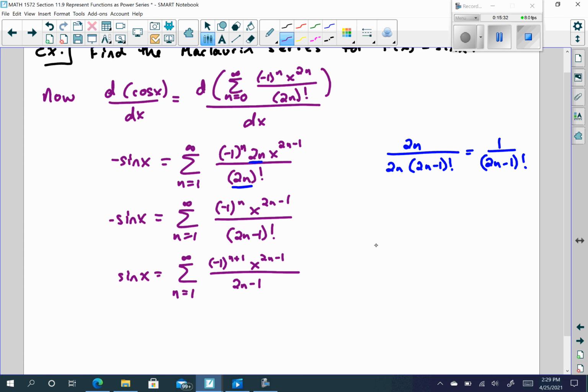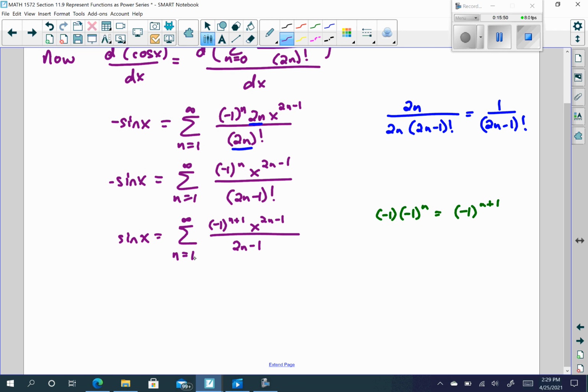Or if you think about it, what we did is, let's say I multiply both sides by a negative 1. So if I had negative 1 times the negative 1 to the nth power that was already there, I add the exponent. So I get negative 1 to the n plus 1.